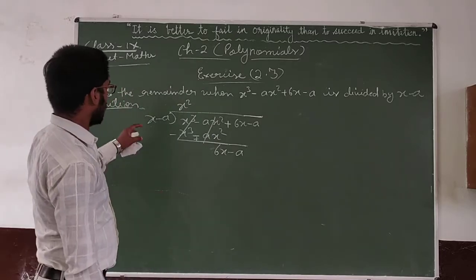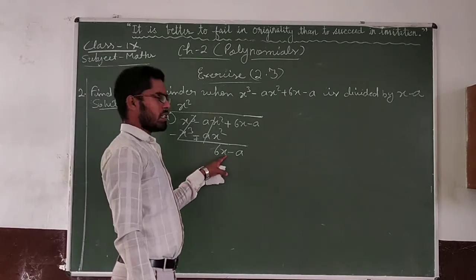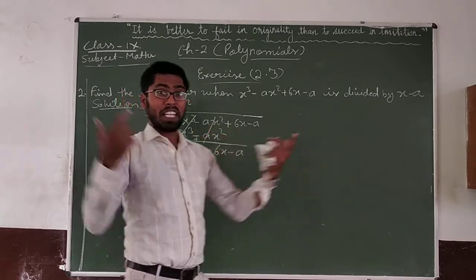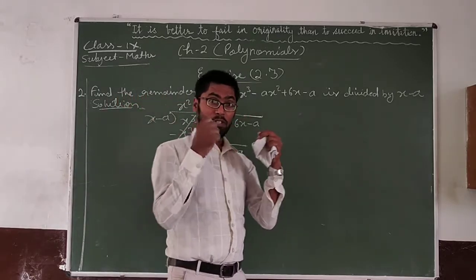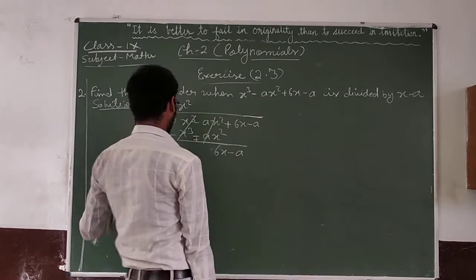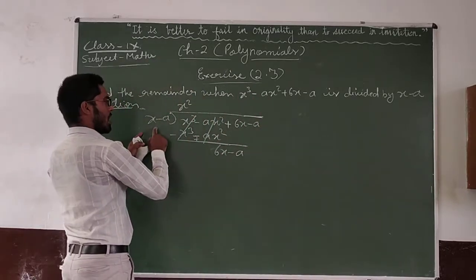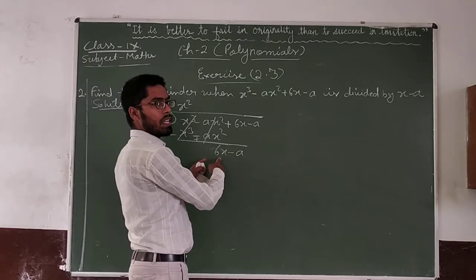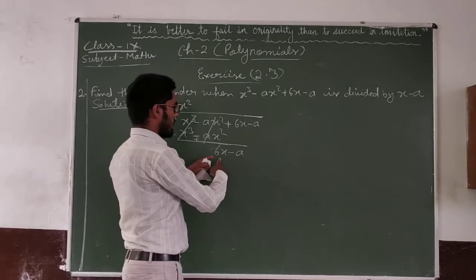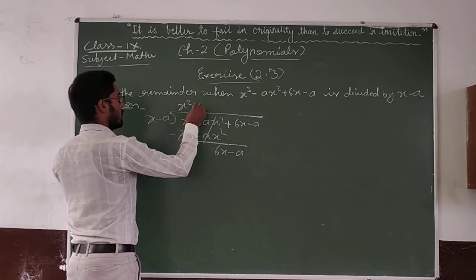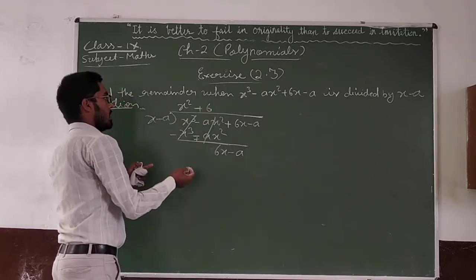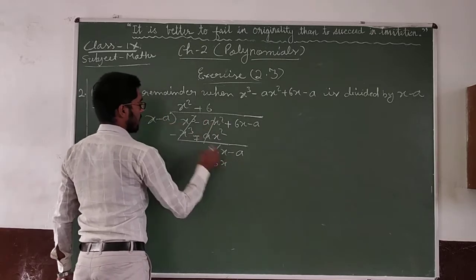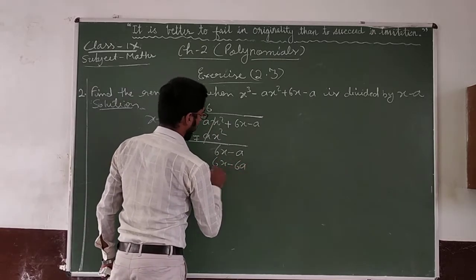And now in the dividend there is x and you also have x, means there is equality. There is x and then you also have x, and there is 6. So the requirement is only 6. So you multiply by 6, then plus 6x minus 6a.